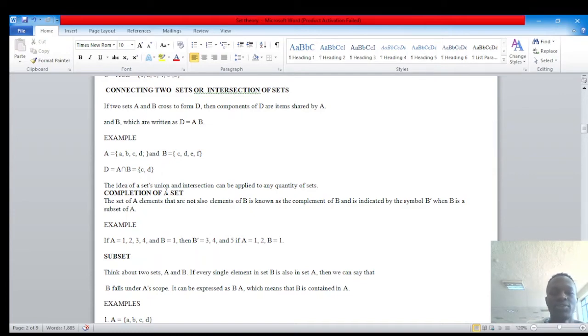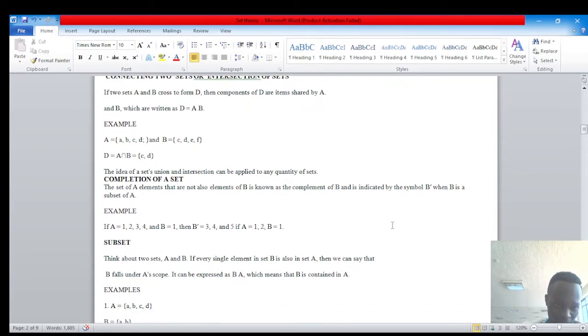The idea of set union and intersection can be applied to any number of sets. That's the application part of it. Let's look at the complement of a set. The set of elements in A that are not also in B is known as the complement of B and is indicated by this symbol. This symbol represents the complement of a set, when B is a subset of A. Let us look at an example.